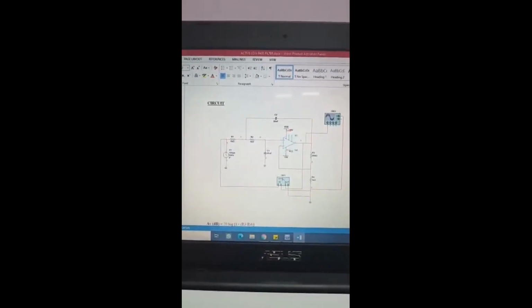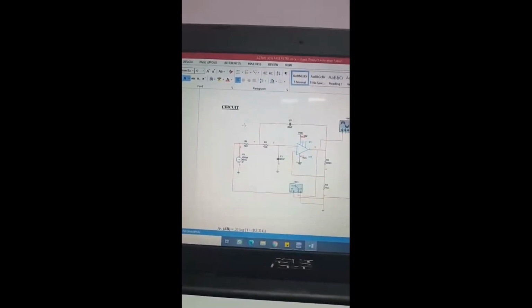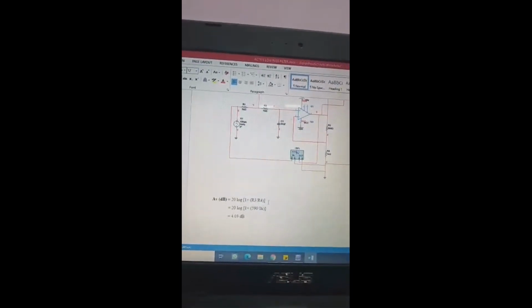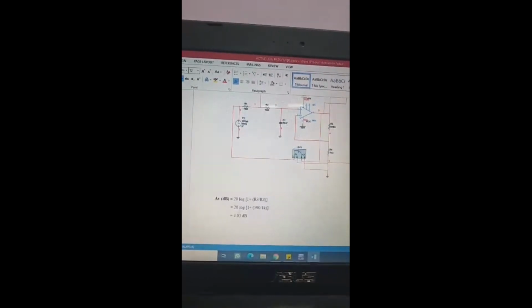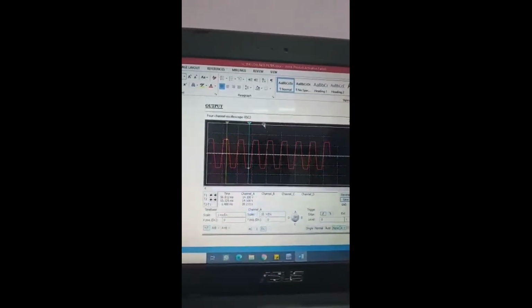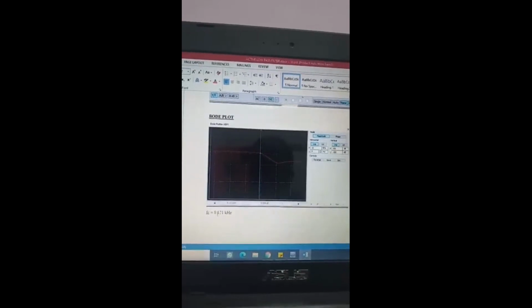This is the circuit design, and I have drawn the circuit design in Multisim. This is the simulation in Multisim. From the simulation, I have found out AV equals 4.03 dB. And this is the output using a 4 channel oscilloscope, and the Vout is 14.106 volts, and this is the Bode plot. From the Bode plot, we have found the Fc. The Fc is 8.121 kilohertz.